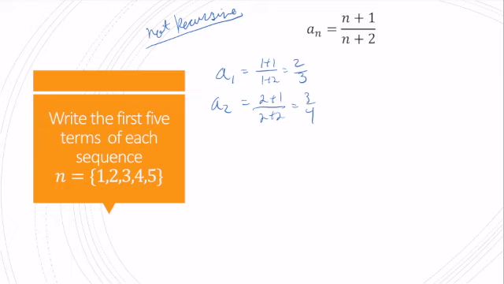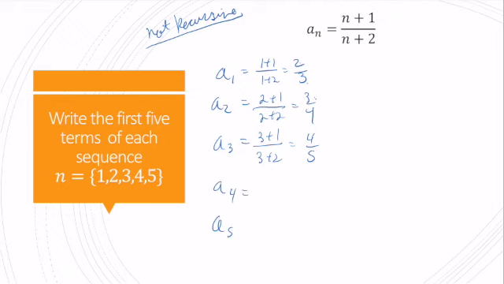Can you kind of see a pattern? What's happening here? It appears that each time n increases by 1, my numerator increases by 1, so it went from 2 to 3, and my denominator increases by 1, so it went from 3 to 4. So this is going to be 3 plus 1 over 3 plus 2. That gives me 4/5. Can you go ahead and guess what A5 and A6 are going to be?